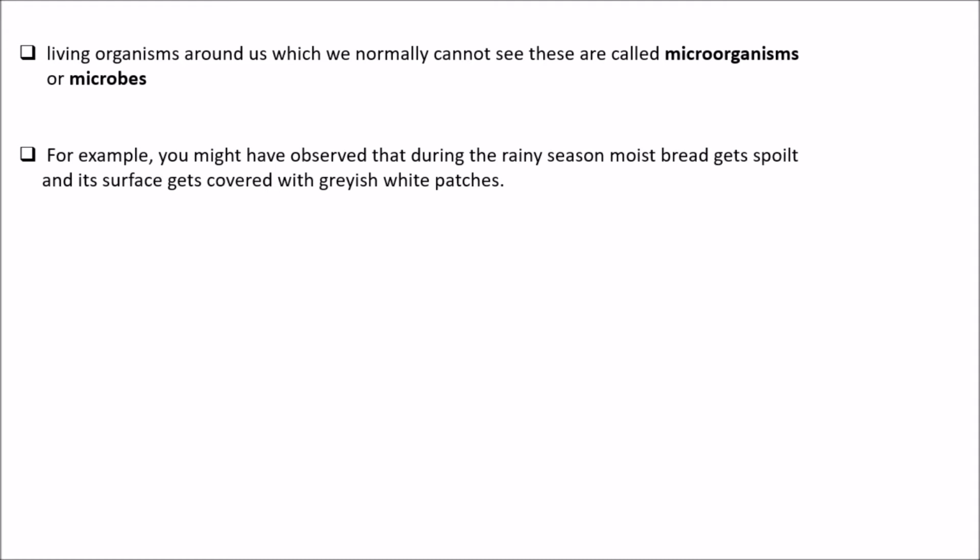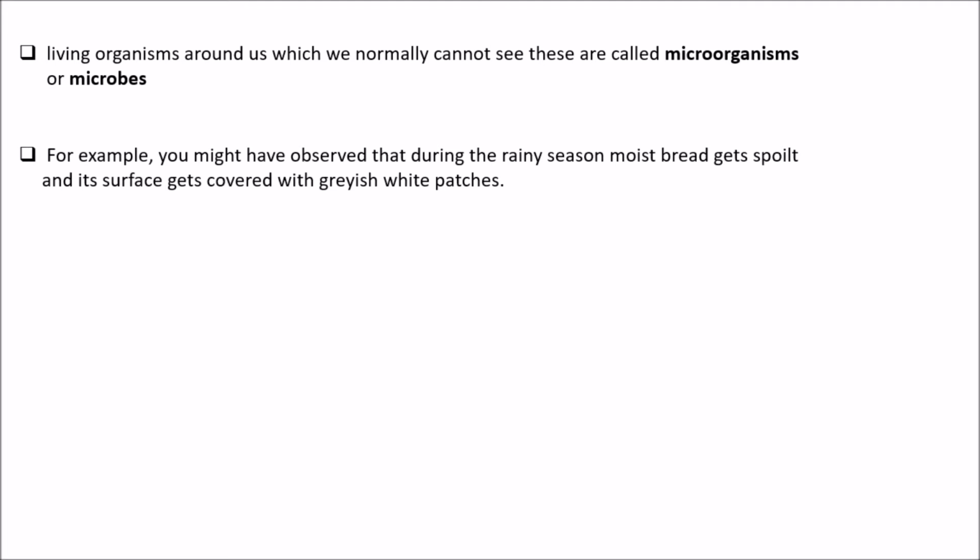For example, you might have observed that during the rainy season, moist bread gets spoiled and its surface gets covered with greyish white patches. So, what is the example here? Bread which is moist gets spoiled and its surface gets covered with greyish white patches.